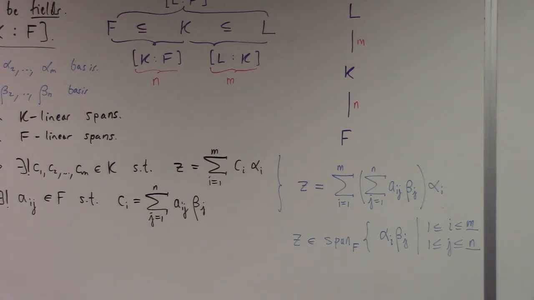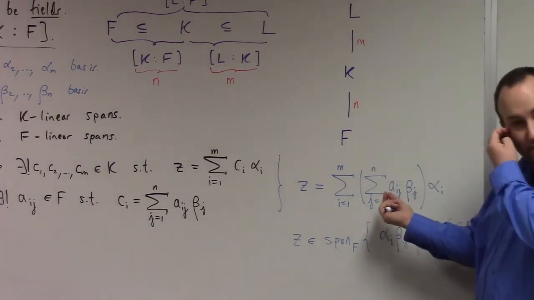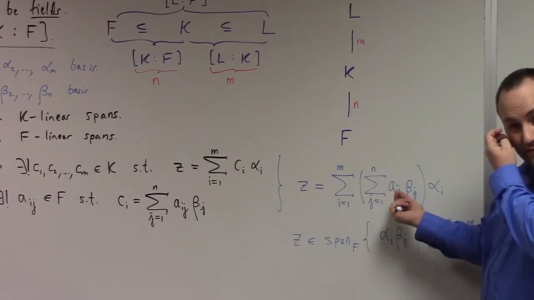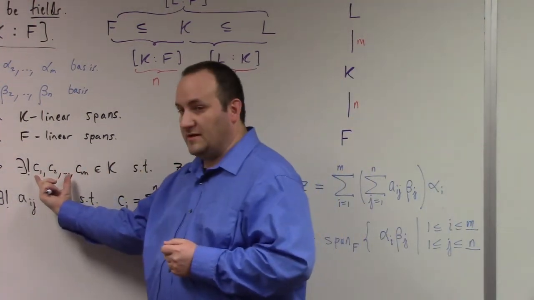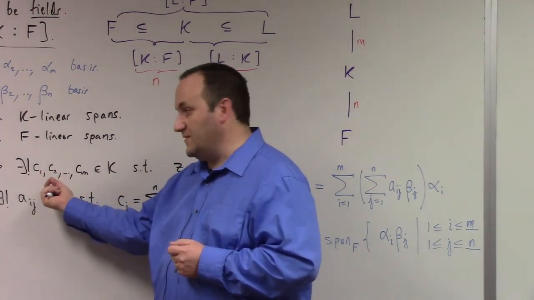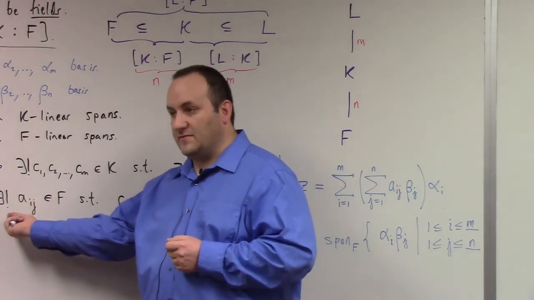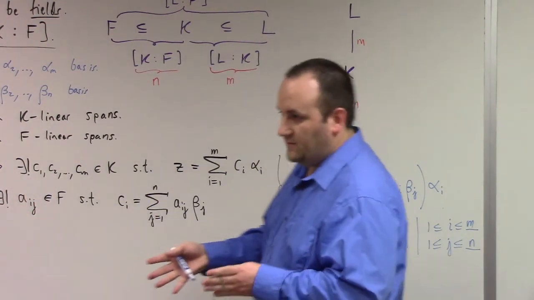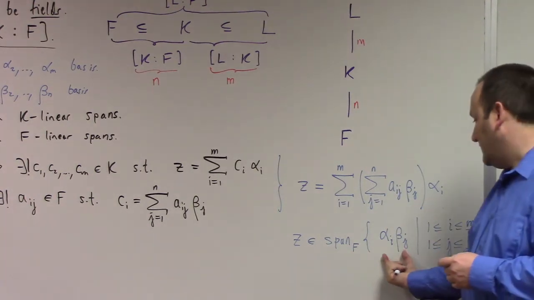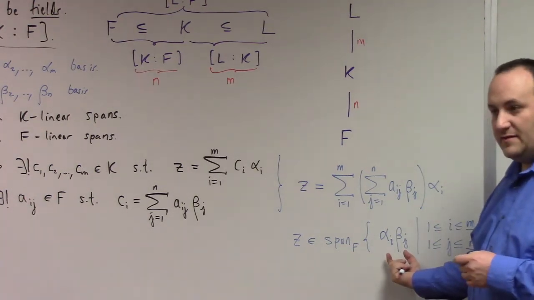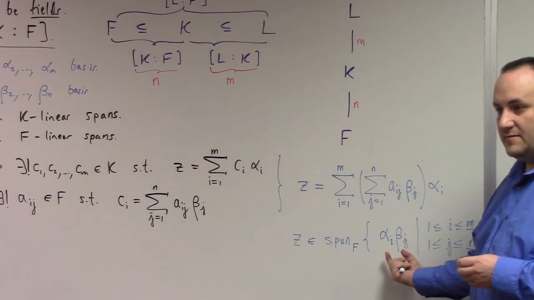Maybe we've already proved it's a basis, because does this calculation show that these coefficients aij are unique for the element z? I mean, the C1 through Cm are unique, and for each one of these, the aij's are uniquely given. If you're worried, though, to be sure that it's a basis, you can easily prove that this set, alpha i beta j, is linearly independent. And it's probably instructive to do that.